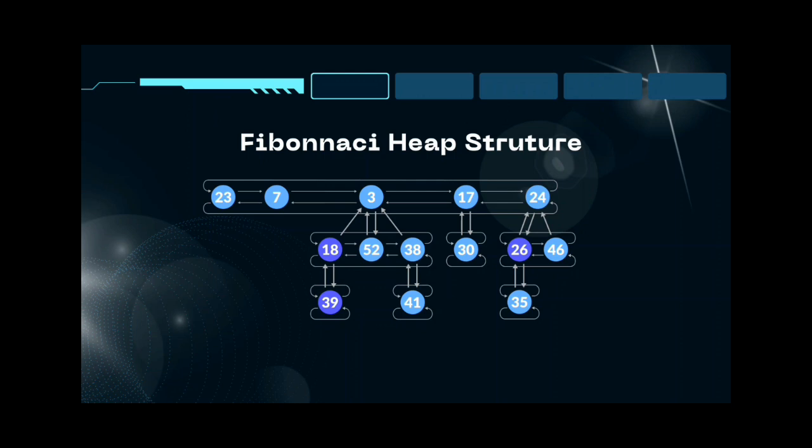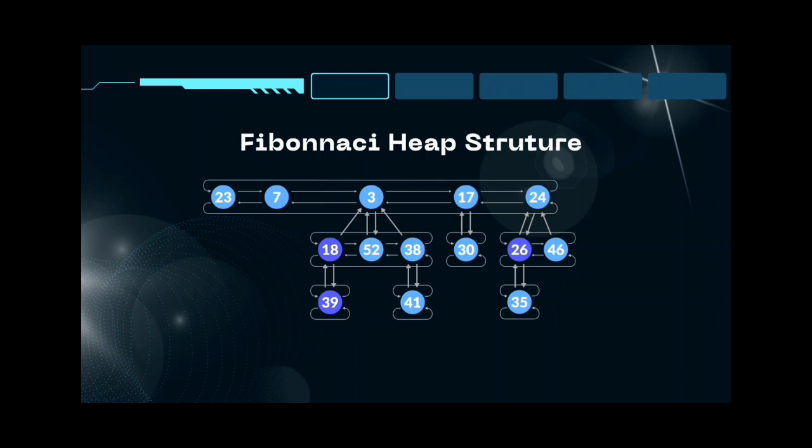We have the left sibling, a pointer to its left sibling in the circular doubly linked list of its siblings. Right sibling, a pointer to its right sibling in the circular doubly linked list of its siblings. And the last, we have the mark, a Boolean flag indicating whether the node has lost a child since it became a child of another node. So this is used to optimize the decrease key operation.